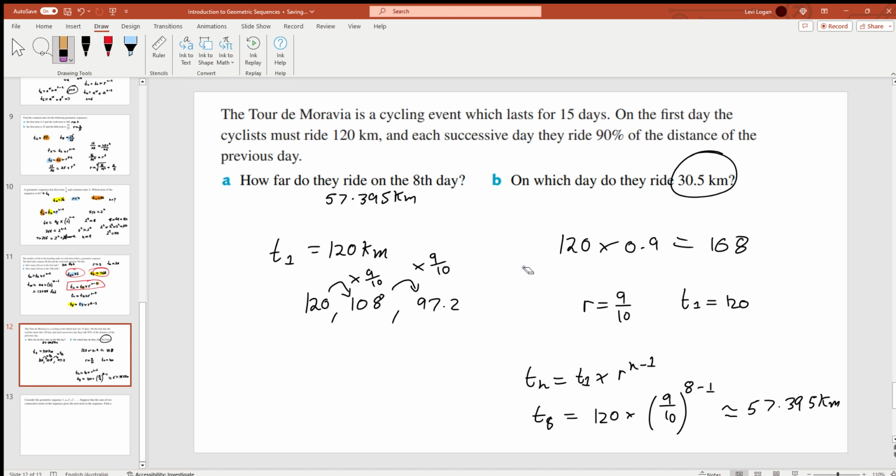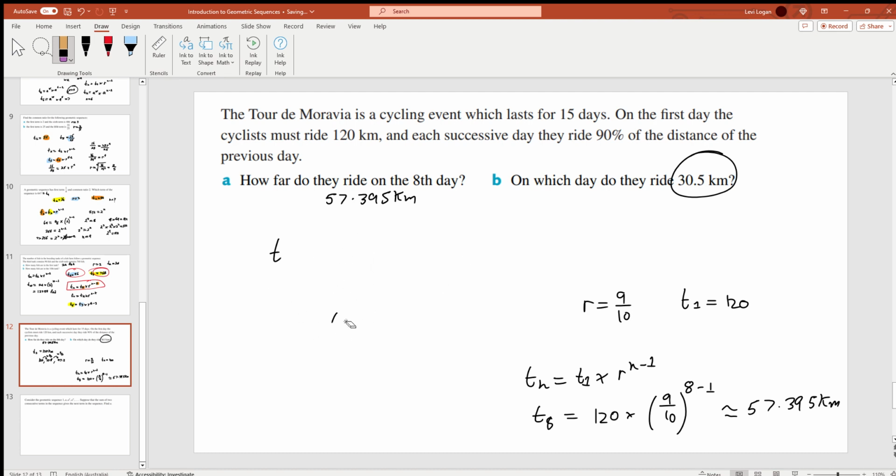Now we've got to answer this one. So let's get rid of all this. So this is your T of n they've given you in this case here. So T of n is 30.5, and we're trying to find out what n is, because n is the number of days, and it's going to be less than 8 because it's slowly decreasing over time.